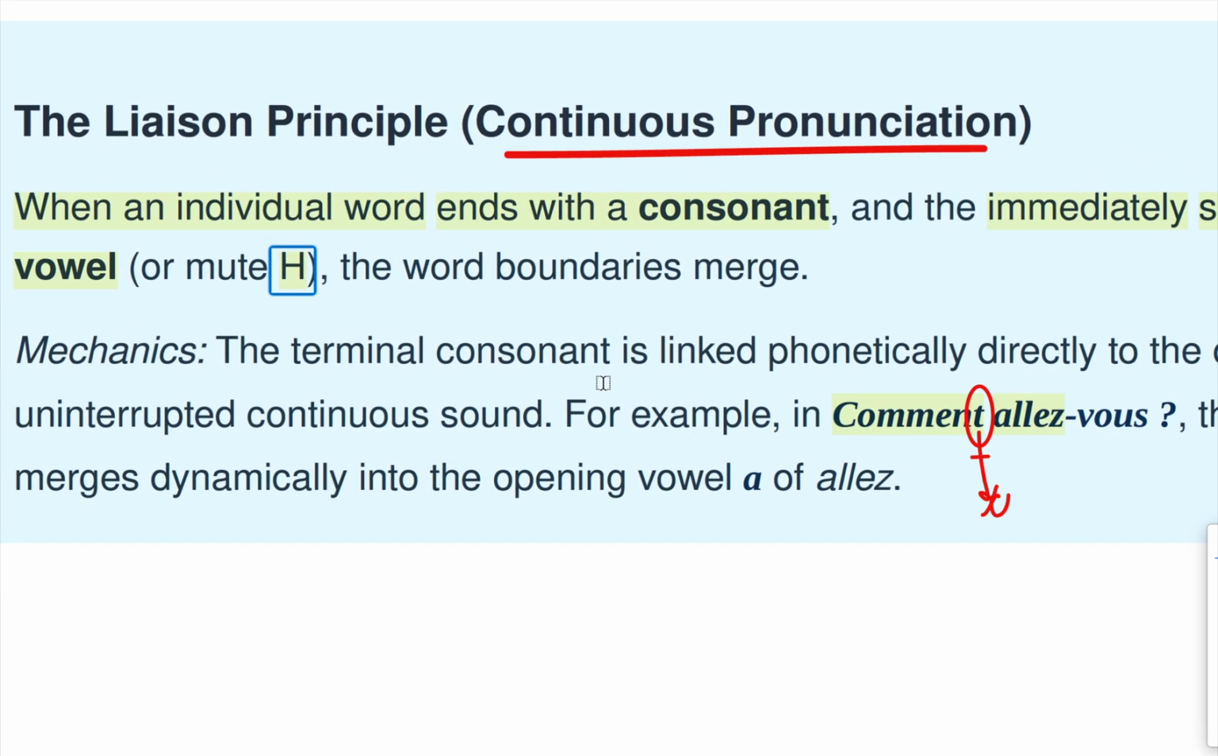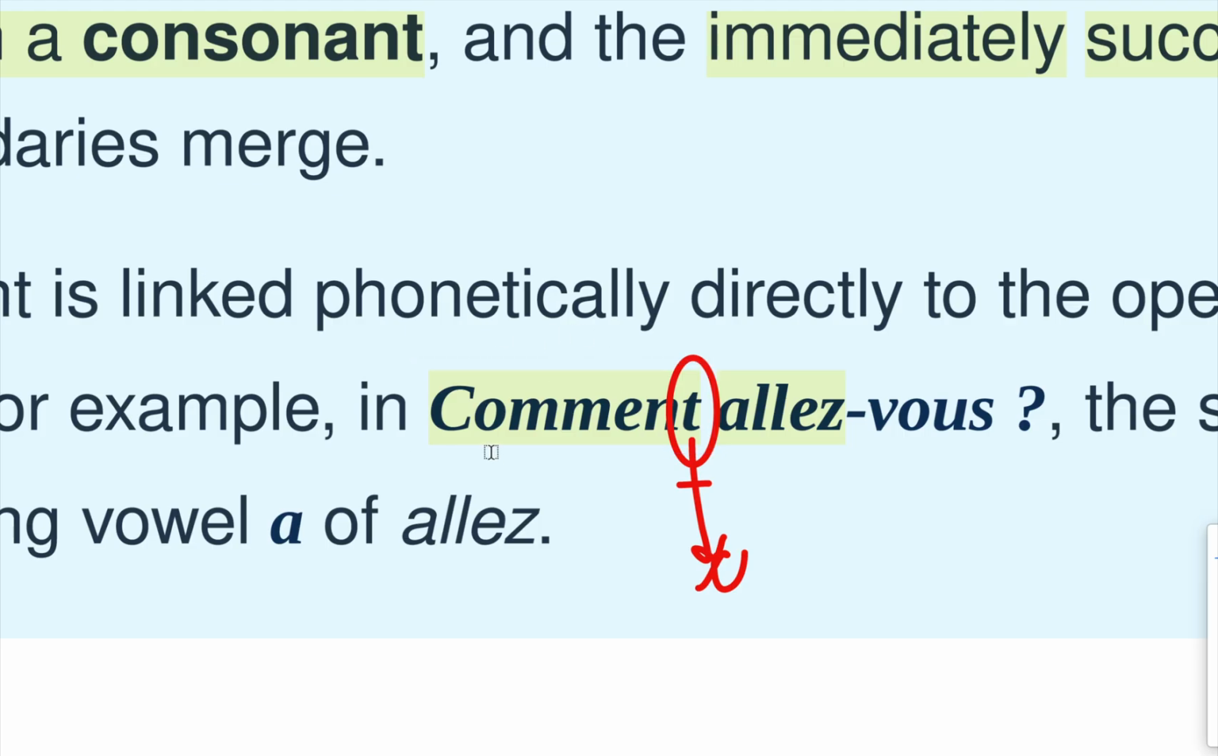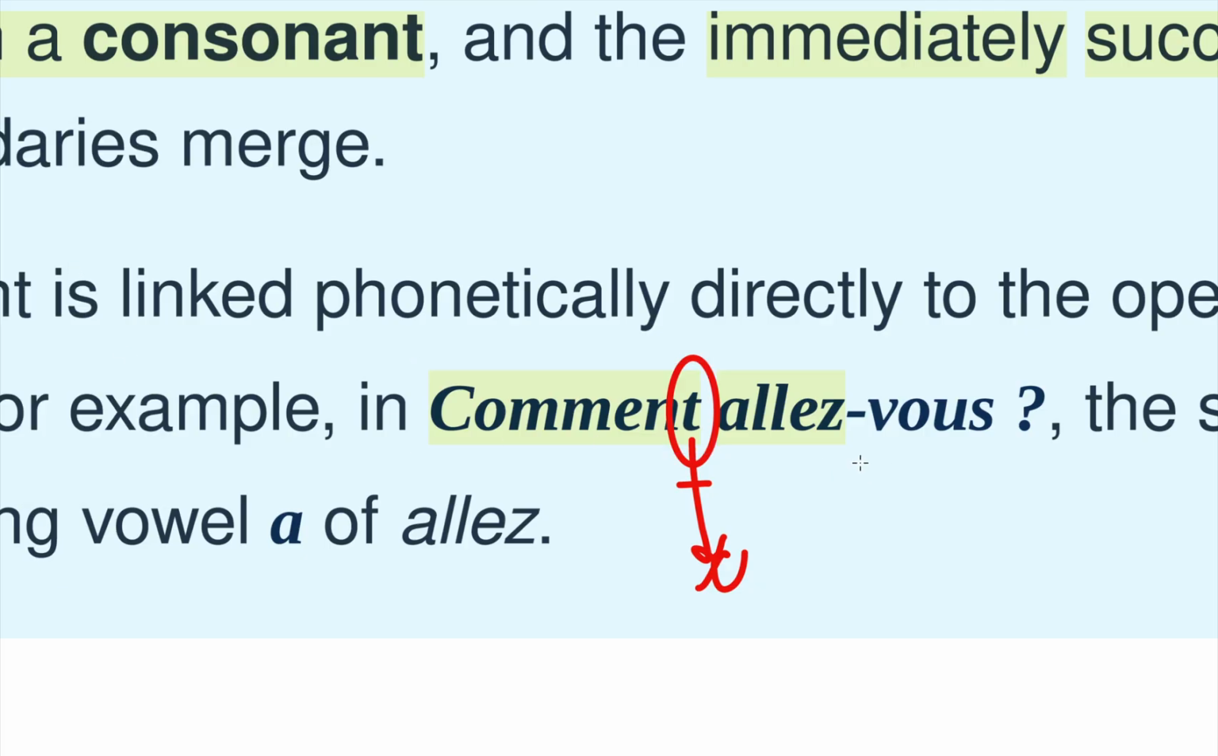Now the condition is that the condition says this individual word shall end with a consonant. Okay, and the other word, so this is the next word, it shall start with a vowel. So it shall start with a vowel and the first word shall end with a consonant.